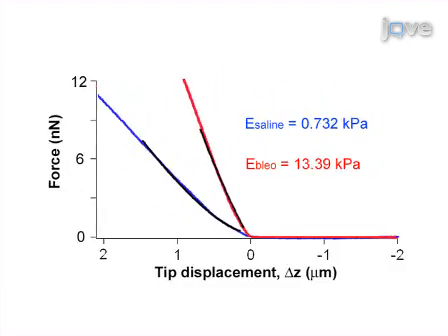Sample force displacement plots obtained from AFM microindentation are shown here. With the same applied force, the AFM tip generates a large indentation on a soft region, resulting in a relatively flat force displacement curve, shown in blue, versus a small indentation and a steep force displacement curve for a stiffer region, shown in red.